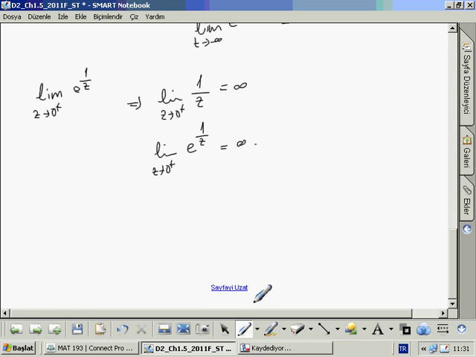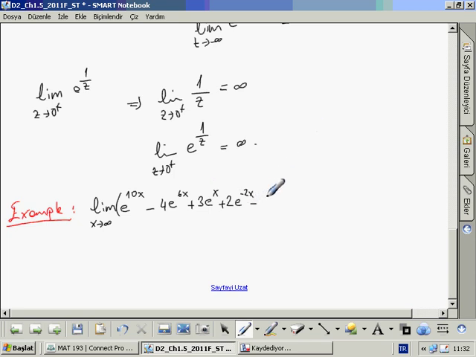And let me give you a simple example. Limit as x goes to infinity of e to the power of 10x minus 4 times e to the power of 6x plus 3 times e to the x plus 2 times e to the minus 2x minus 9 times e to the power of minus 15x. Okay, and let's solve this.